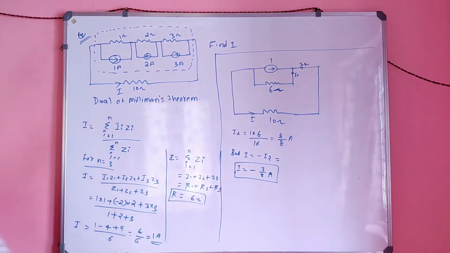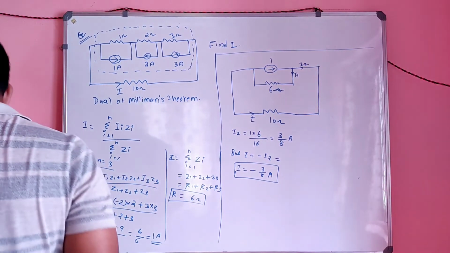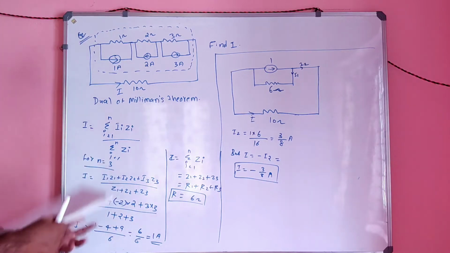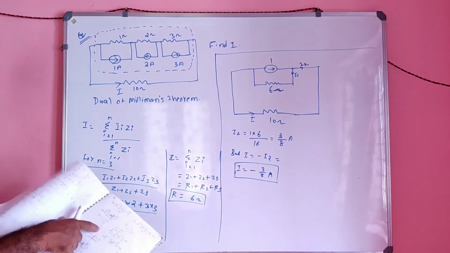Okay, let's check the answer. Yes, it's minus 3 by 8. Is it clear? Beta? Is it clear?